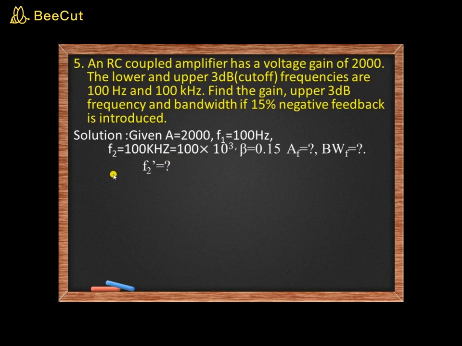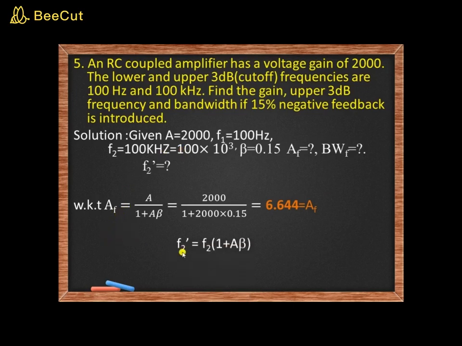So let us start. We know that AF is equal to A divided by 1 plus A beta. So what they are given? They are given A, that is 2000 divided by 1 plus 2000 into beta, that is 0.15. So here 2000 into 0.15 is 300. So 300 plus 1 is 301. So 2000 divided by 301 is 6.644. So the gain with feedback is 6.644.